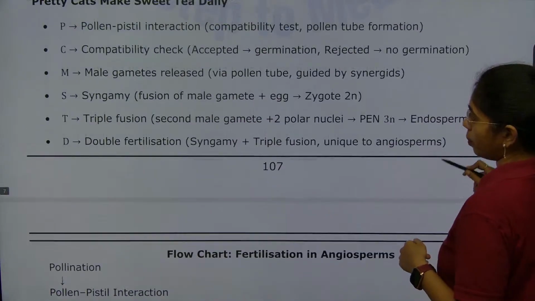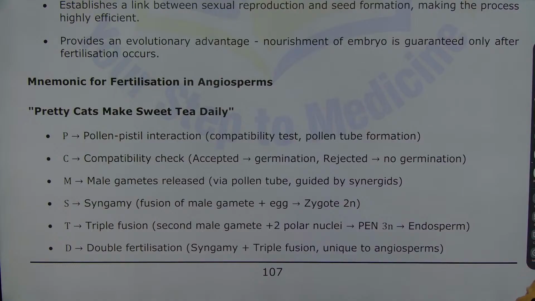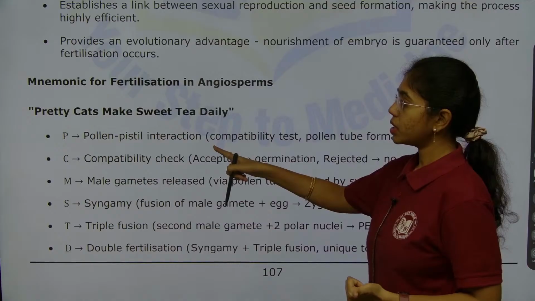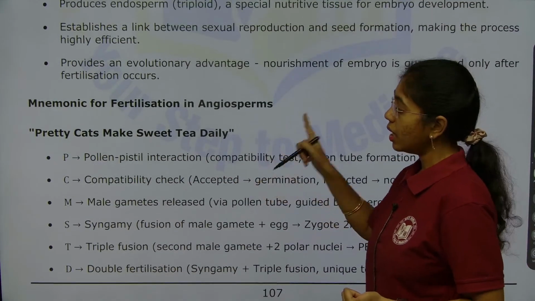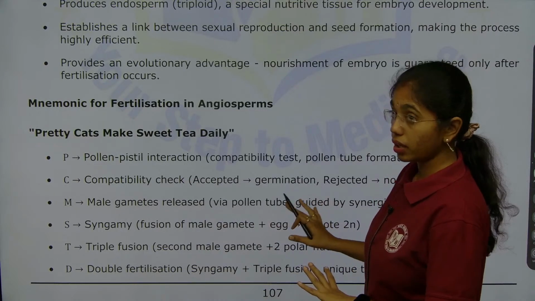Next, a mnemonic to remember it in sequence. Okay, pretty cats made sweet tea daily. Pollen pistil compatibility or pollen pistil interaction here. So this answer may require mnemonic support for most of the students, so you look into it keenly.